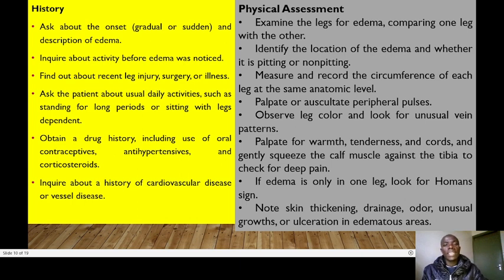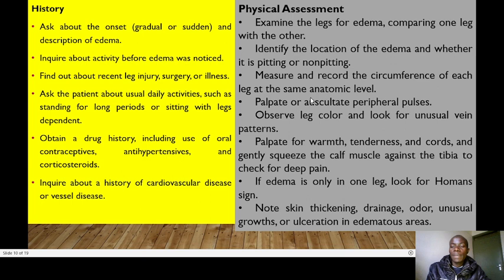On your assessment, you need to examine the legs or the parts for the edema. You need to compare the parts, okay? You need to identify and locate the edema and tell whether it is pitting or non-pitting. Make sure you measure and record the circumference of each leg or the part affected by the edema at the same anatomical level so that you can be able to compare.